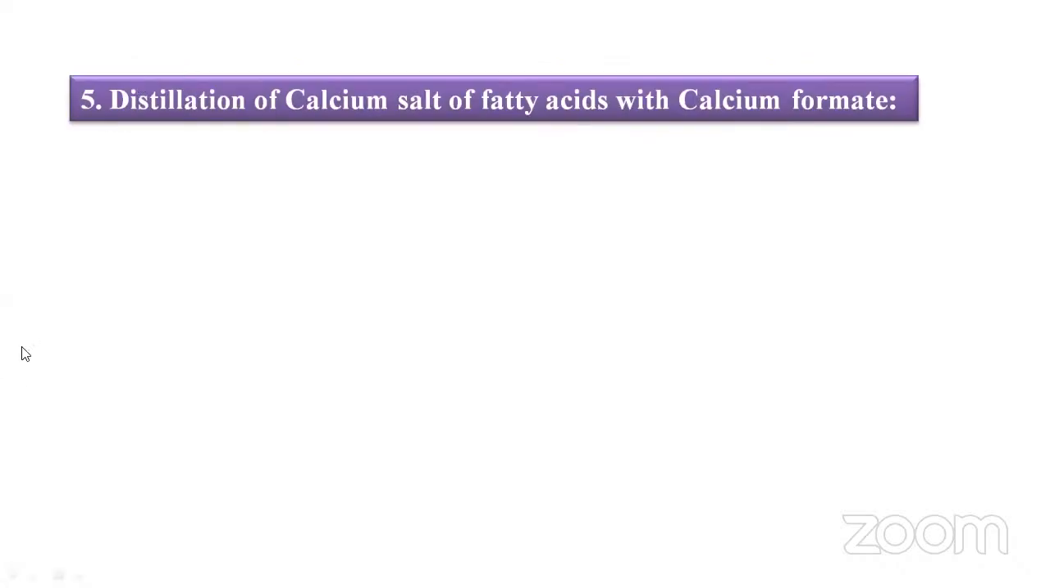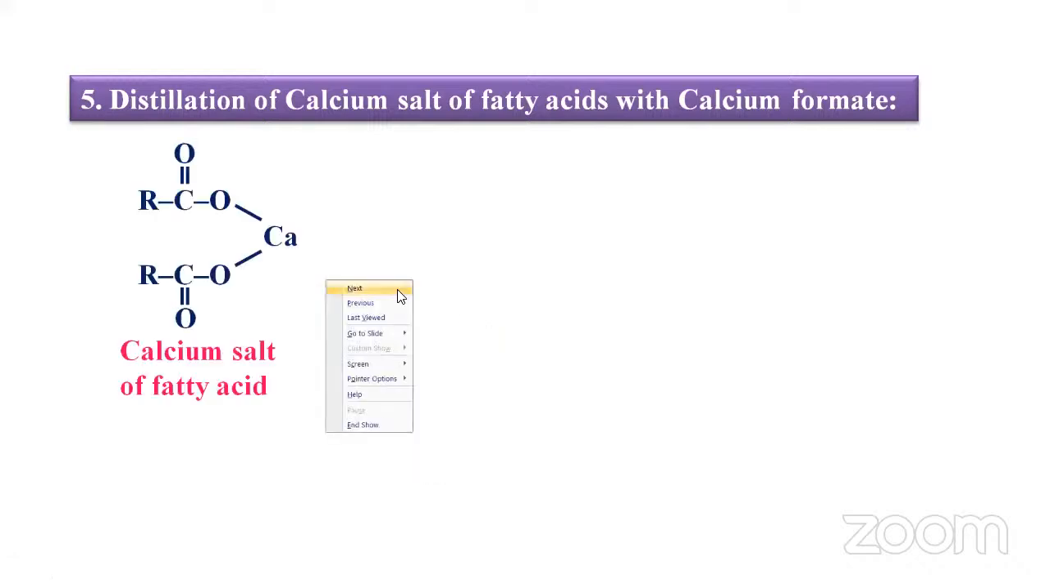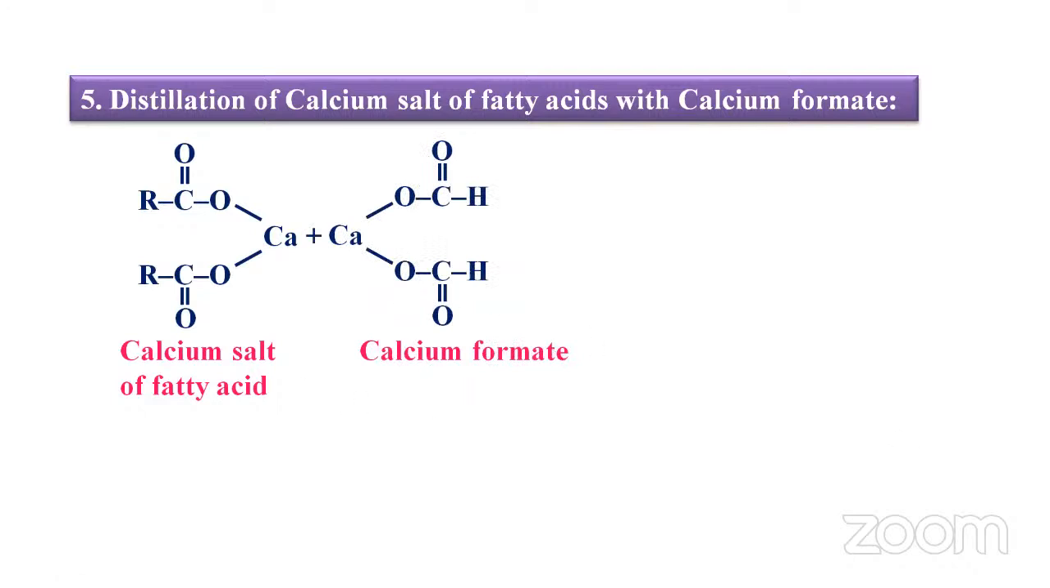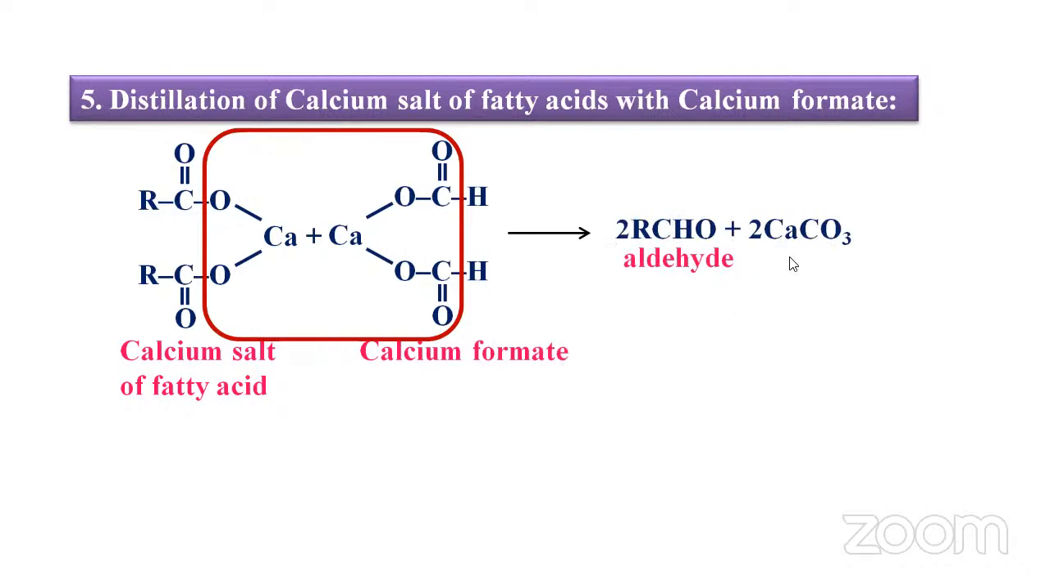Okay, before that we'll see the distillation of calcium salt of fatty acids with calcium formate. So the starting reactant taken is the calcium salt of a fatty acid. We are going to react it with calcium formate. So you can see this is a calcium salt of a fatty acid, like this, with the double bond O character, which is nothing but your fatty acid. We are reacting it with calcium formate. It gives you the aldehyde and calcium carbonate. So these are the products obtained from your calcium salt of fatty acid.